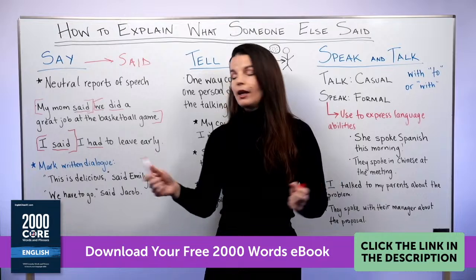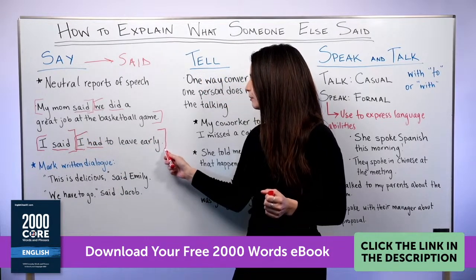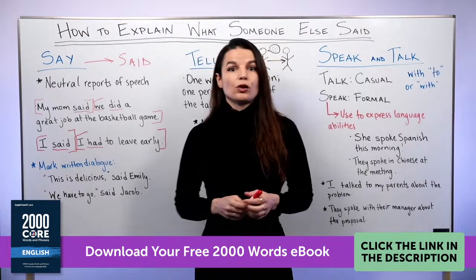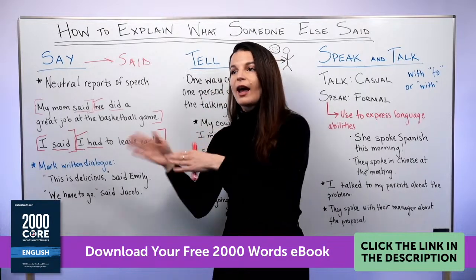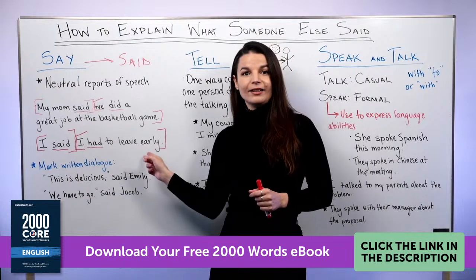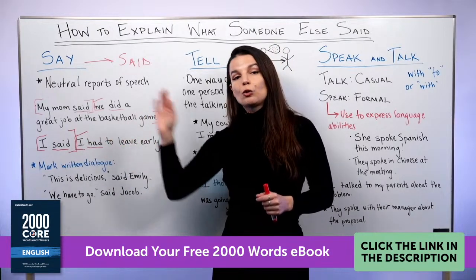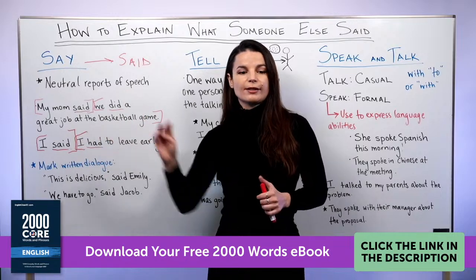So again, this is a past tense situation, okay? So this is a work situation maybe. I said I had to leave early. This happened in the past, yeah? So we use these past tense verbs together to report those past situations, all right?